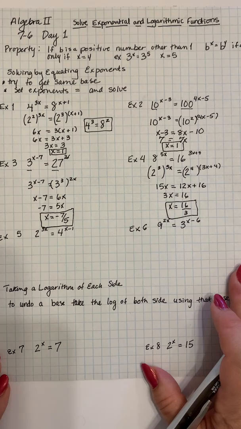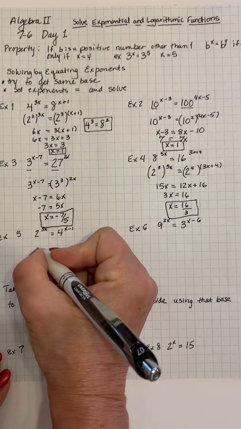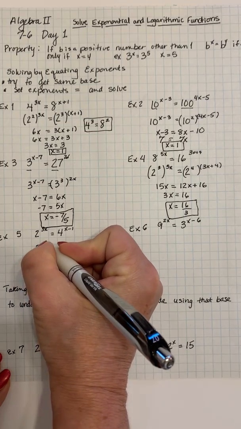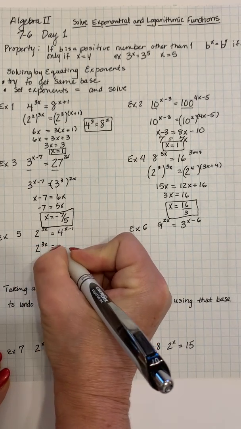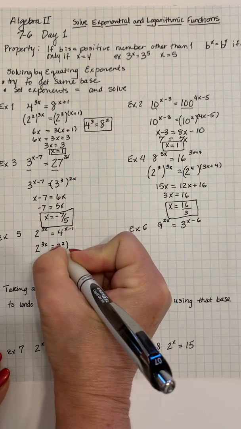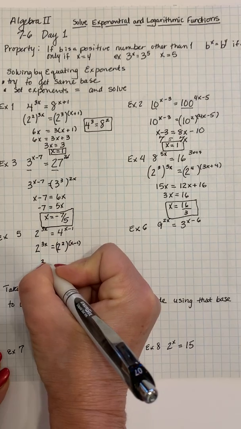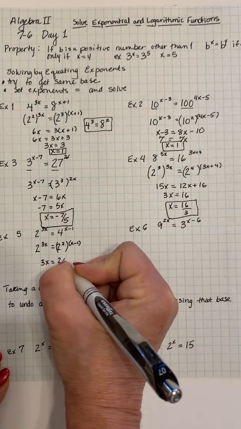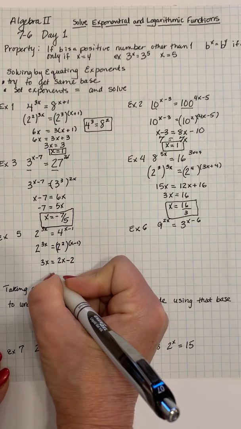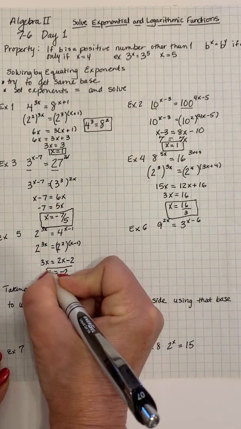All right, number 5. We'll use 2 for the base. 3x equals 2 squared raised to the x minus 1. 3x is equal to, don't forget to distribute that, 2x minus 2. x equals minus 2 is our answer.